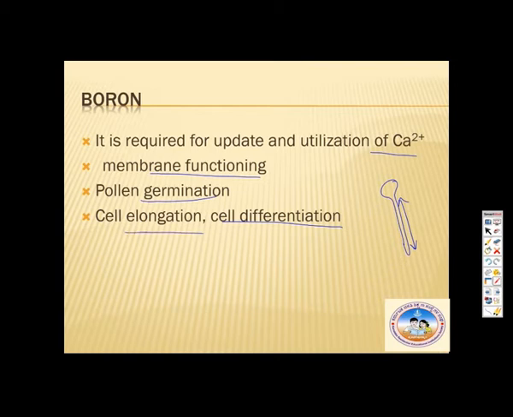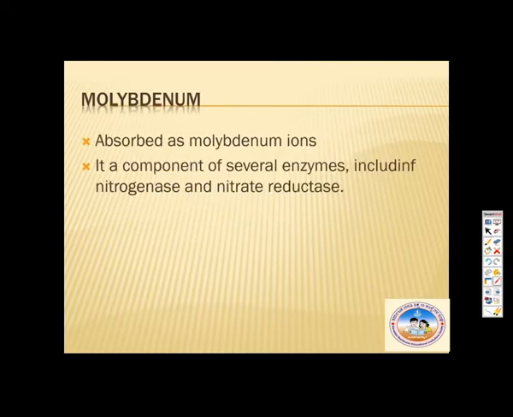Moving ahead, the next one is chlorine. Now, children, it is absorbed in the form of chloride anion. What is it absorbed in the form of? Chloride anion. It helps in determining the solute concentration and the anion-cation balance in the cells. It is essential for the water splitting reaction.